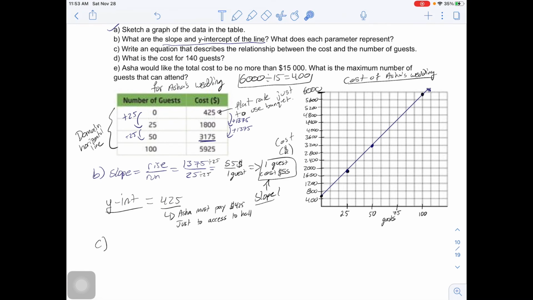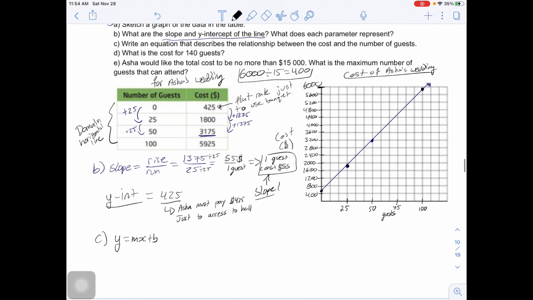Okay, let's look at C here. Write an equation that describes the relationship between the cost and the number of guests. Well, here we have y equals mx plus b. And luckily, we already have m, its slope. It's 55. So this will be y equals 55x. And then b is our y-intercept, so plus 425. And there is our equation.